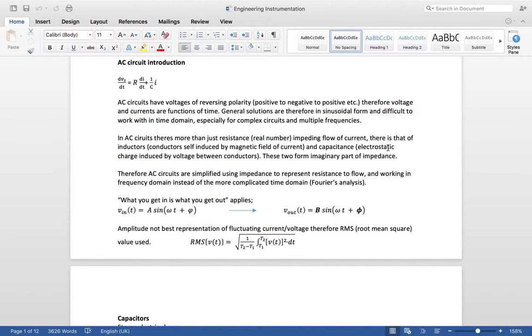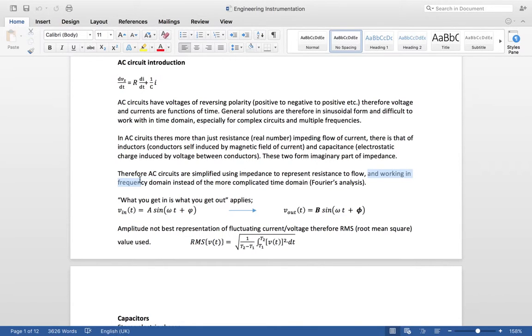There is also that of inductors. Inductors are conductors self-induced by the magnetic field of the current, and capacitance is the electrostatic charge induced by voltage between two conductors. These two form the imaginary part of the impedance. Therefore AC circuits are simplified using impedance to represent resistance to flow.